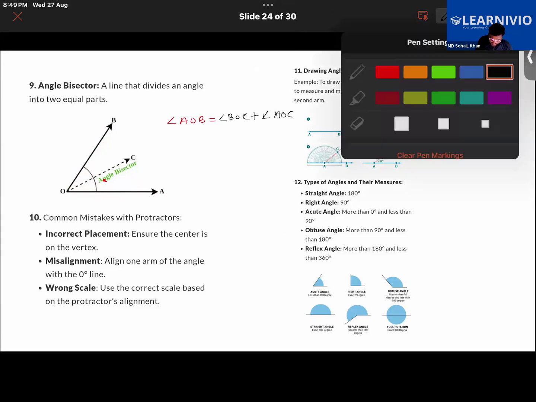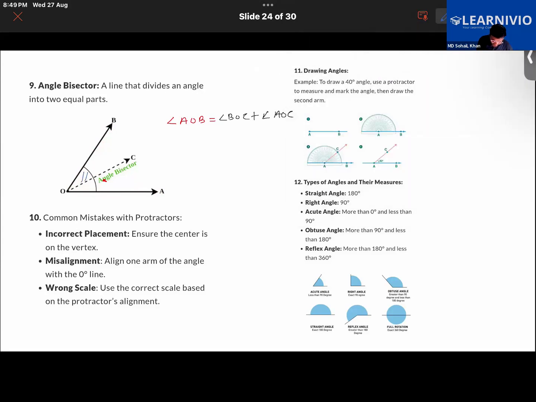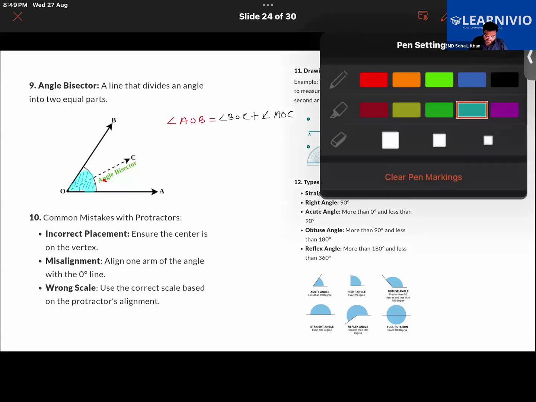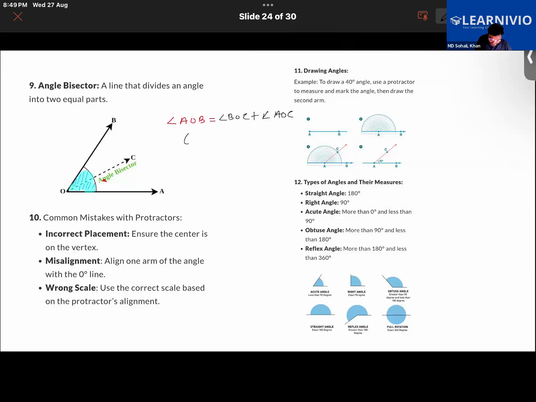Getting it? Meaning that the sum of this angle and this angle together will be equal to the entire angle. For example, if this angle AOB is, let's say, 60 degrees, thereby each angle, that is angle BOC and angle AOC, will be equal to 30 and 30.